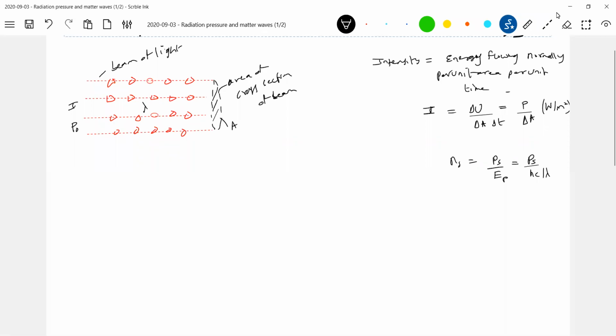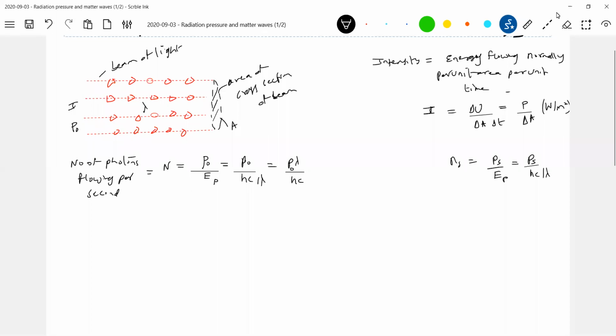So shall I go for the same thing? The number of photons flowing per second, I'll call n. This should be equal to the power of the beam divided by the energy of a photon. Agree? So P naught stays as it is, and the energy of a photon is hc by lambda. So n equals P naught lambda by hc.